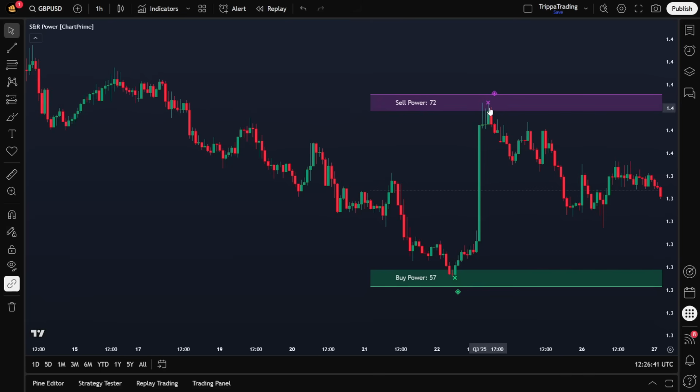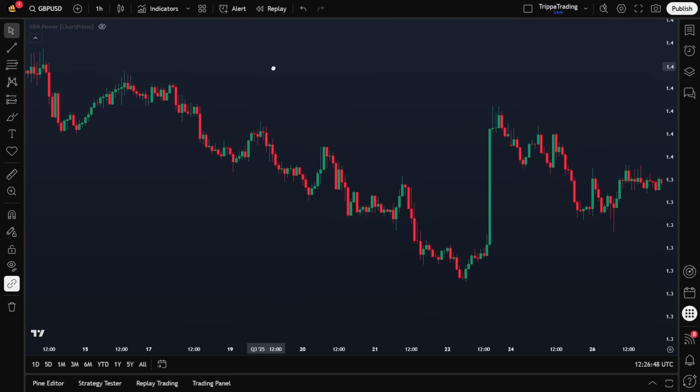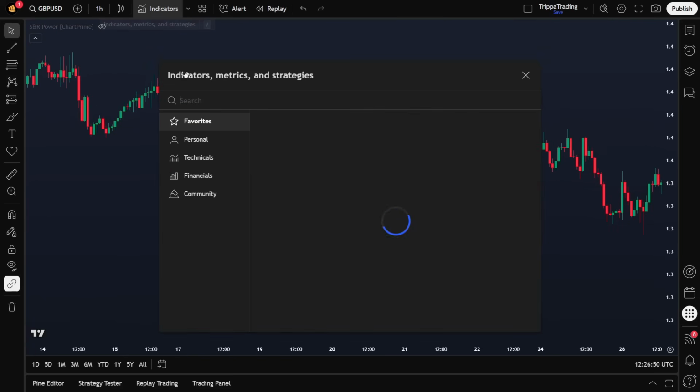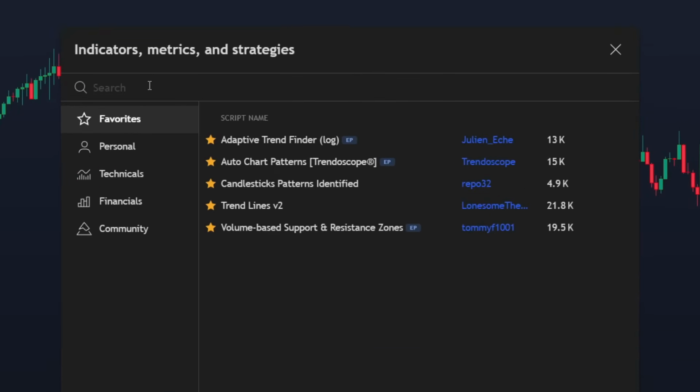So that's the first tool. It tells you where price is most likely to react. But knowing where isn't enough, you also need timing. That's where our next amazing indicator comes in. So let's add that on our trading chart.